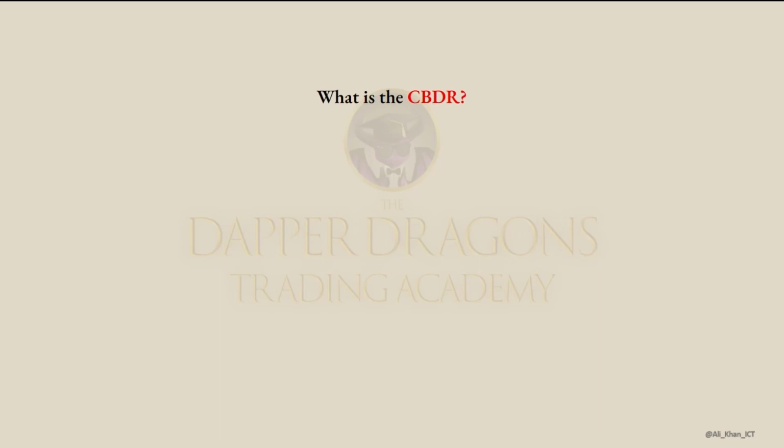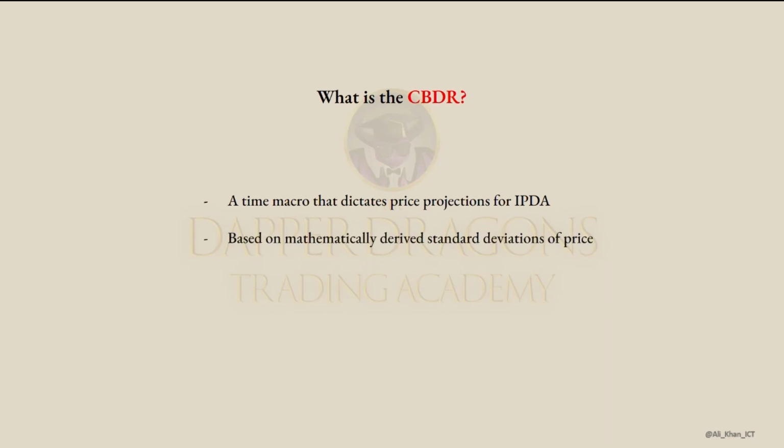What is the central bank dealers range? It's a time macro that dictates price projections for CBDR. It's based on mathematically derived standard deviations of price, and often the CBDR projections will set the high and the low of the day. It's only specific to FX, so it won't work in the futures market or the crypto market.